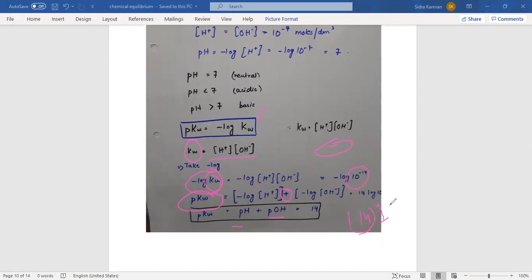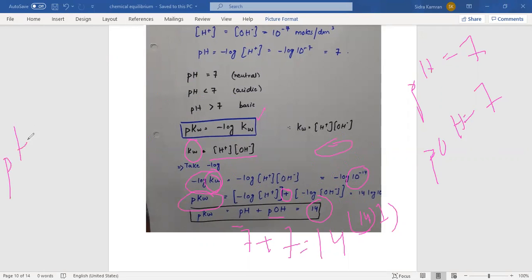14 multiplied by 1 is equal to 14. So pKw is equal to 14. pH is 7. pOH is also 7. Here you can see pH 7 plus pOH 7 will be equal to 14. In this way you get this equation, pH plus pOH is equal to 14.